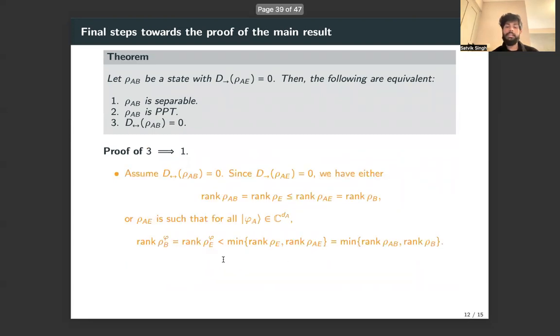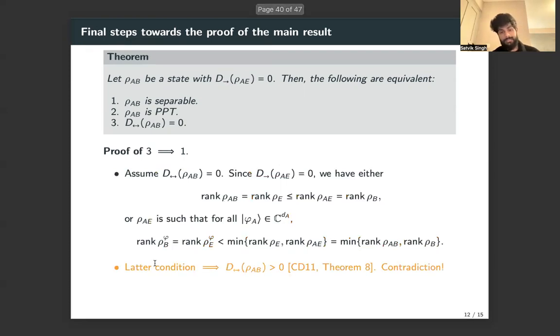And then the point is that once you have these two conditions, we can already exploit some previously known results on entanglement properties of low rank states to deduce our result. So if the latter condition is true, then you can use the result by Chen and Dokovic, I believe, from 2011 to actually prove that the rho AB is two-way distillable, which contradicts our assumption.